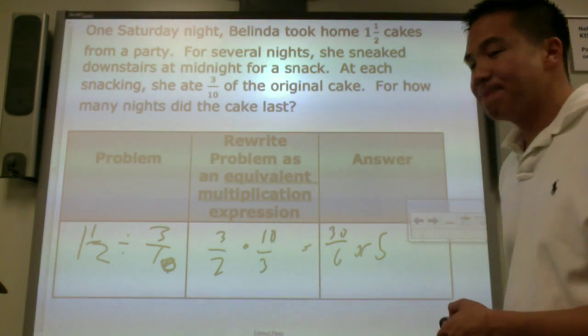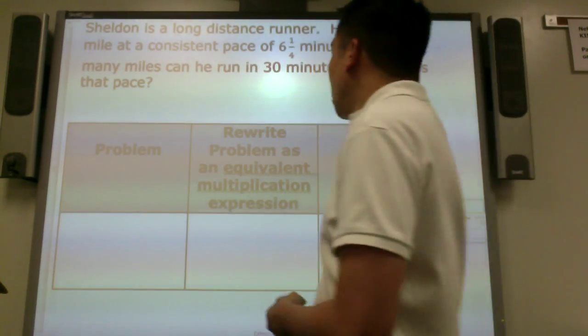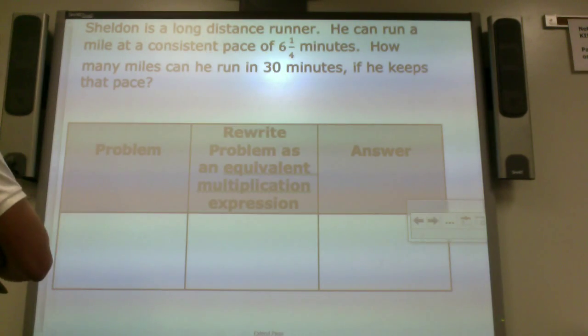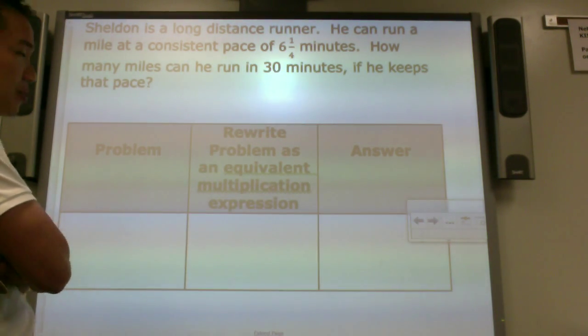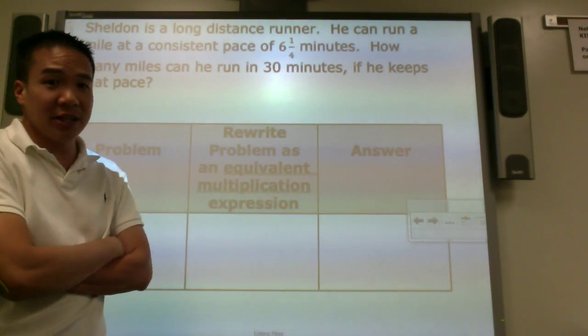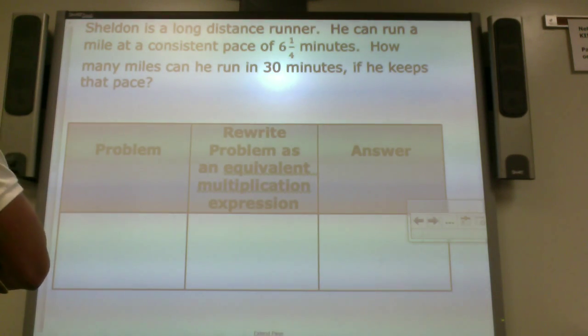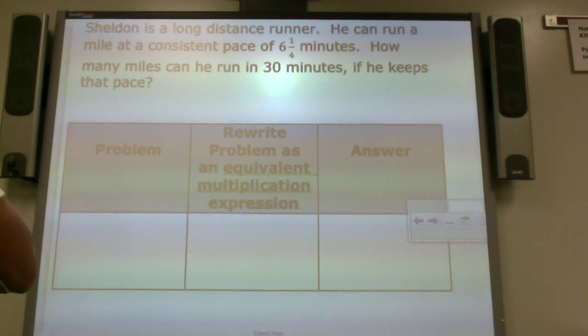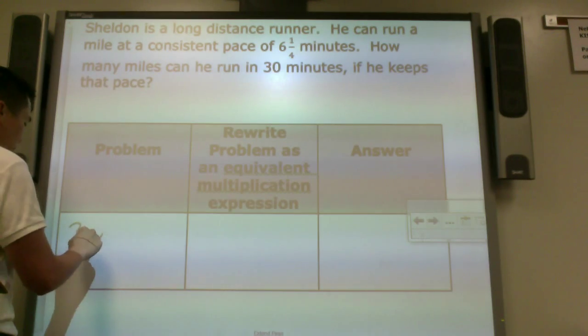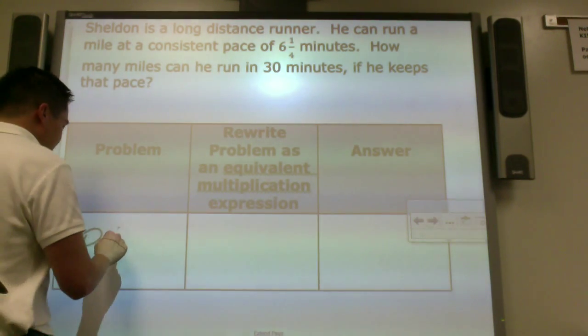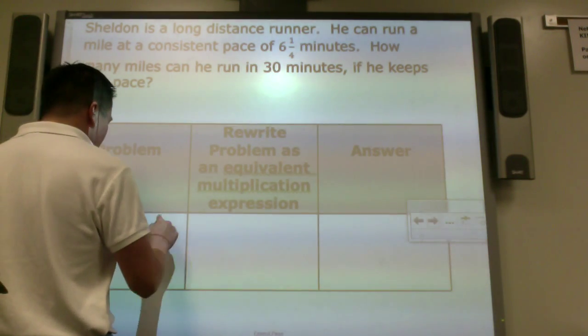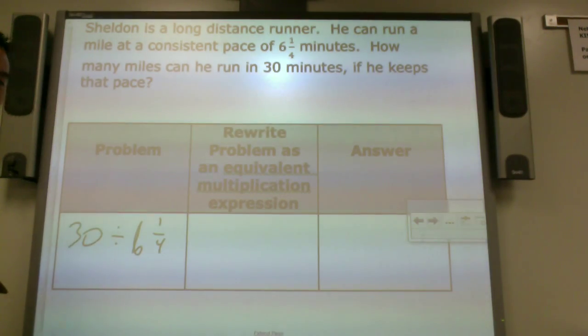So 5 nights. Sheldon is a long distance runner. He can run a mile at a consistent pace of 6 1/4 minutes. Every mile, it takes him 6 1/4 minutes. How many miles can he run in 30 minutes if he keeps the pace? So 30 minutes. I would like to know how many groups of 6 1/4 go into 30.